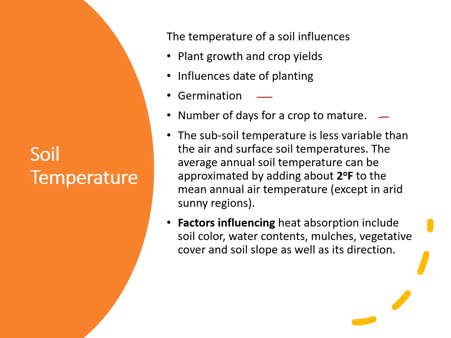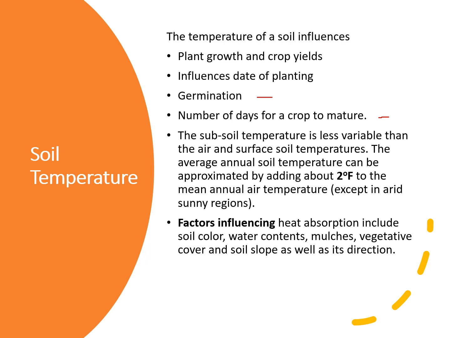Subsoil temperature is less variable than the air and surface soil temperatures, because the subsoil temperature is not directly related to the atmospheric temperature, so that is not much affected. The average annual soil temperature can be approximated by adding about 2 Fahrenheit to the mean annual air temperature. So soil temperature, if we take the average, is 2 Fahrenheit more than the air temperature. Of course, in arid sunny regions, it is even more than 2 Fahrenheit.